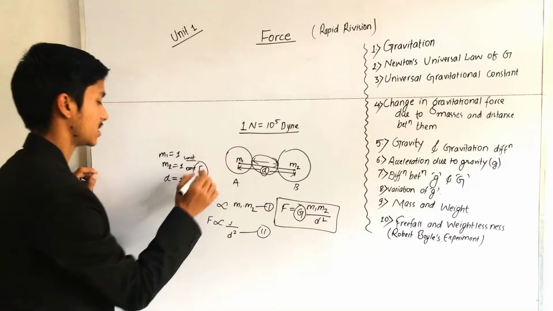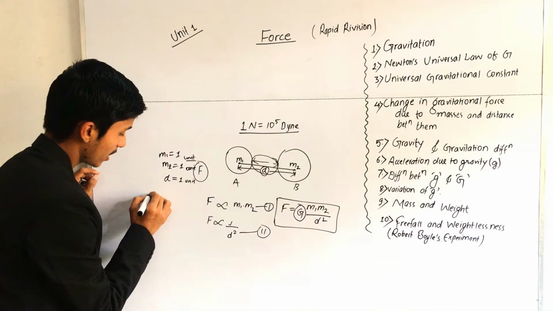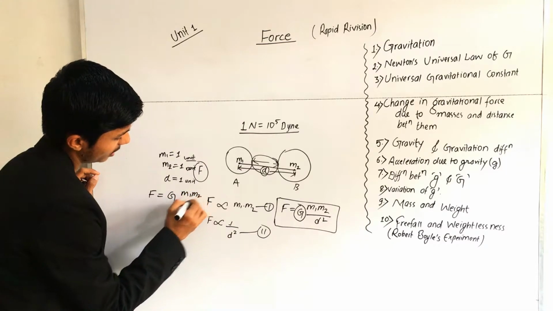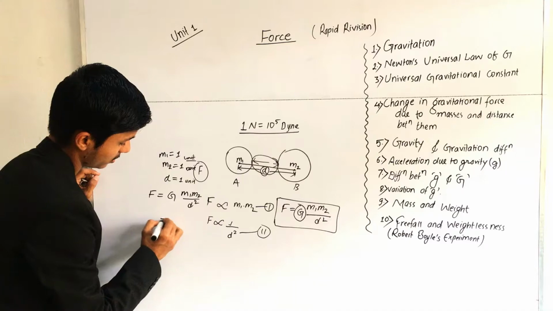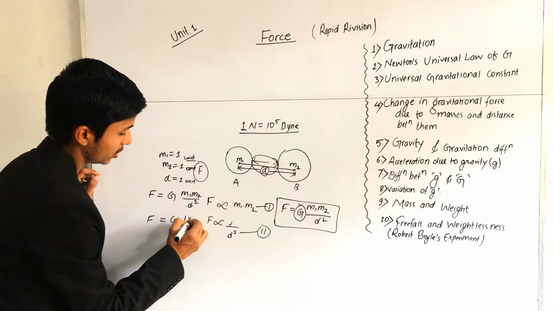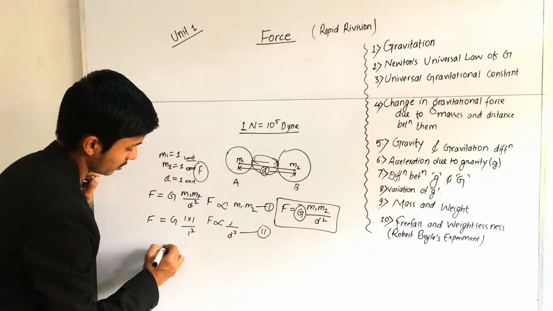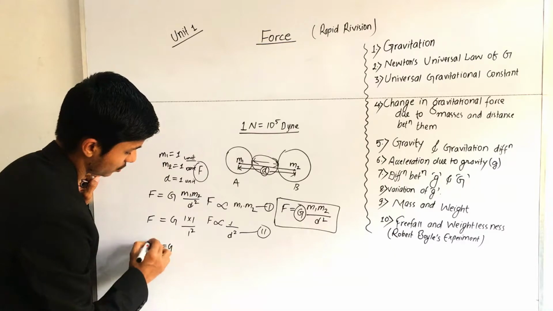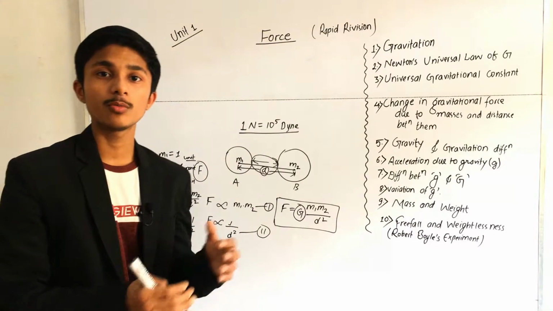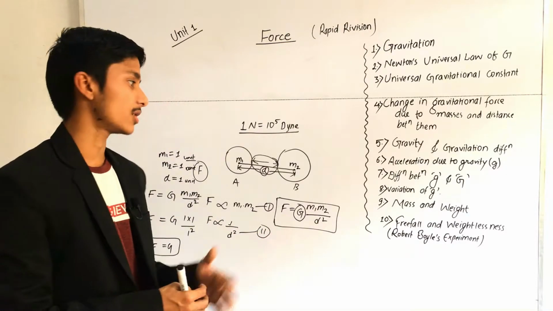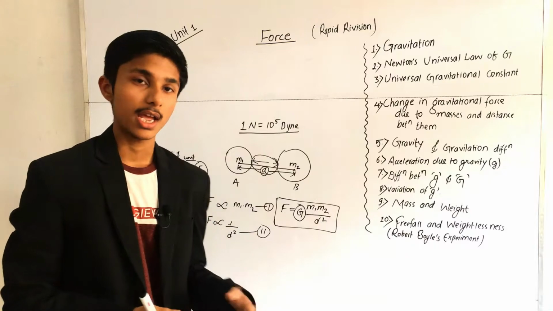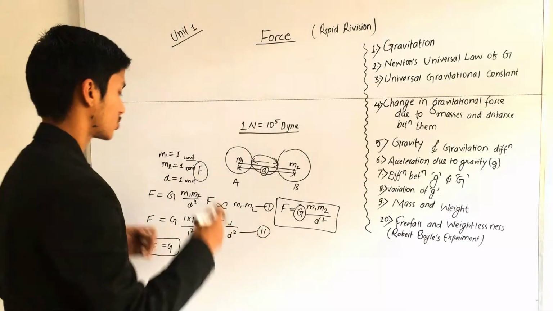Their units are kg, kg and meter. Now we write the formula here, F equals G m1 m2 by d square. Here F is equal to G times 1 into 1 by 1 square. We get F is equal to G. So we can define this as the force existing between two bodies of unit masses separated by unit distance. This is called the universal gravitational constant, and its unit is Newton meter square per kg square.